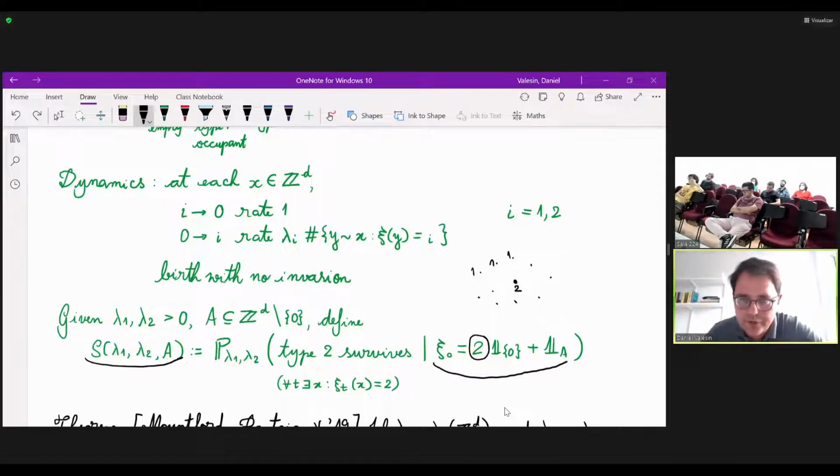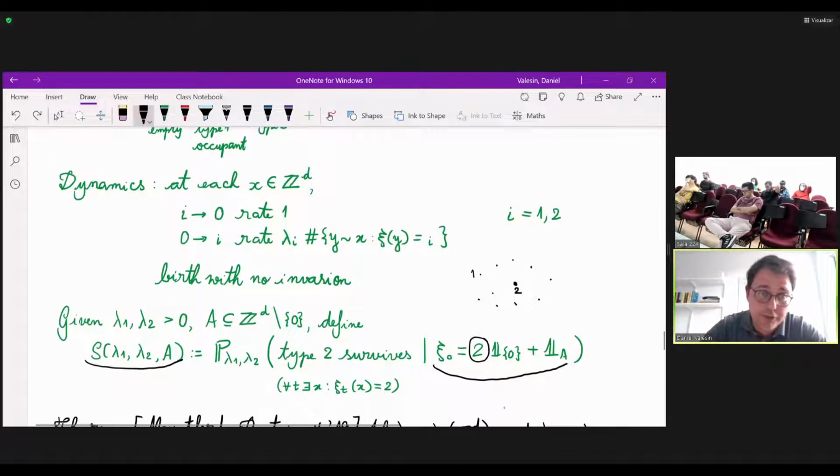And then I look at the probability that type 2 survives, that it never vanishes from the population. So this is the function S of lambda 1, lambda 2, A. It's the probability that type 2 survives when it's initially faced with a population of type 1 enemies occupying the set A, and type 2 only occupying the origin.